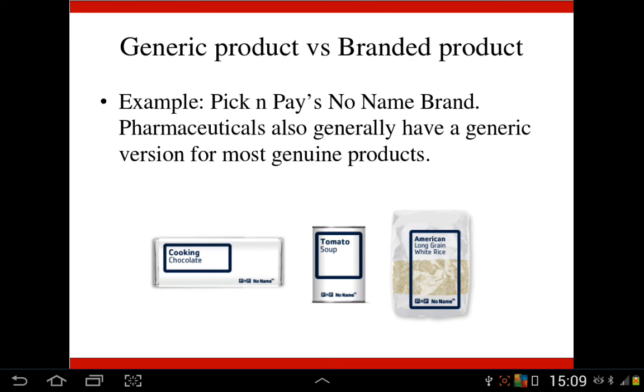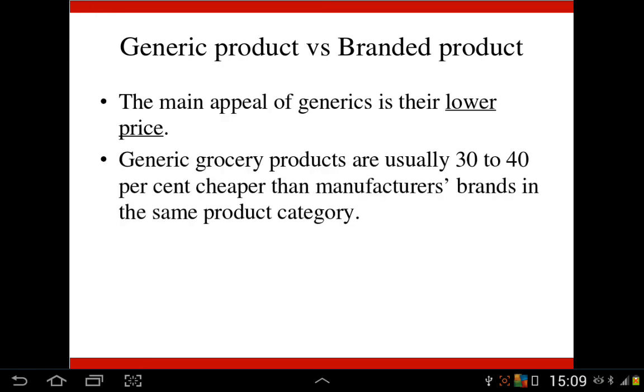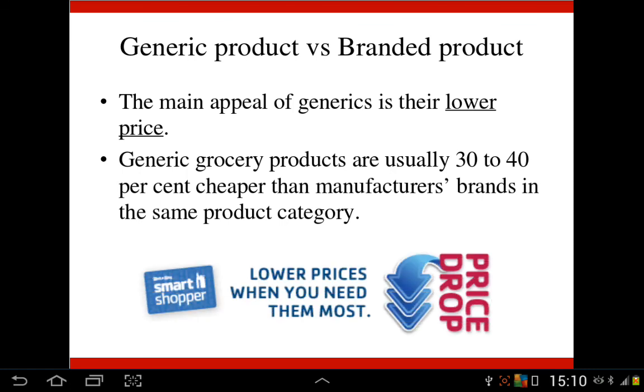Nothing special. And the idea is that it's cheaper and that there's no marketing. There's not much marketing and advertising spent on these products, and that's what makes them a bit cheaper as well. Because it costs money for Coca-Cola, for example, to advertise their brand. So Pick n Pay doesn't advertise their no-name brand, except in the store, of course. Okay, the main appeal is the lower price. They're sometimes 30 to 40% cheaper than the manufacturer's brands in the same category.